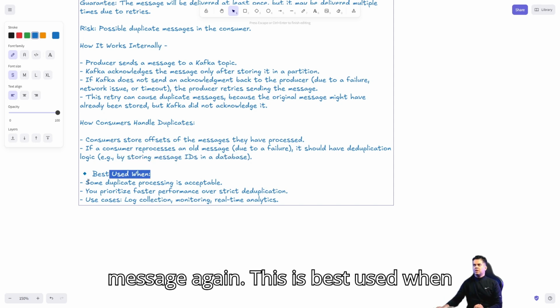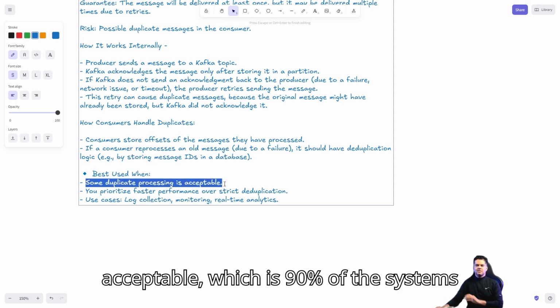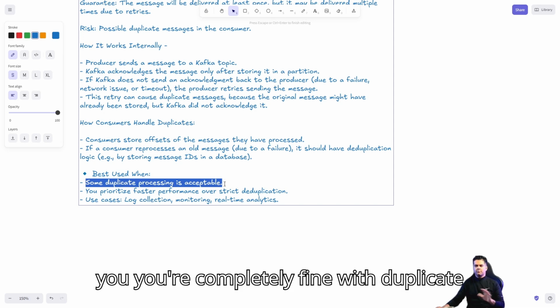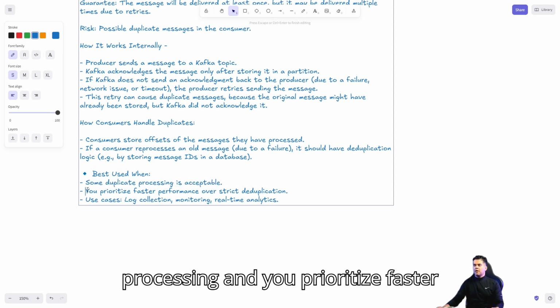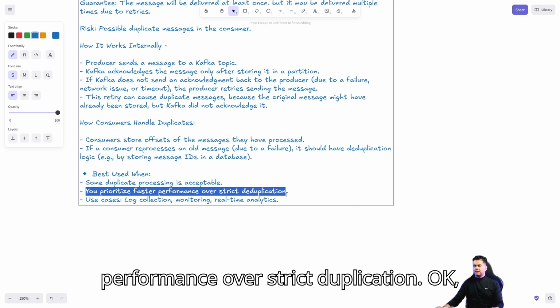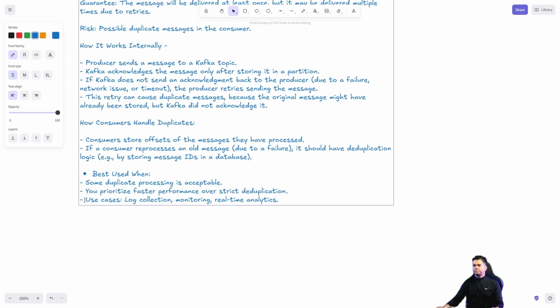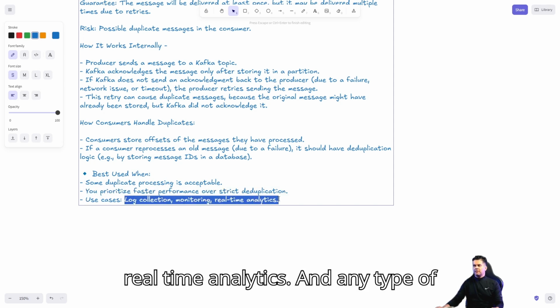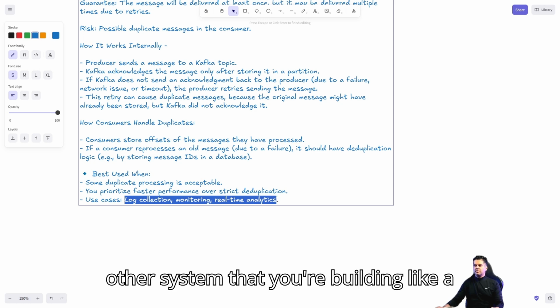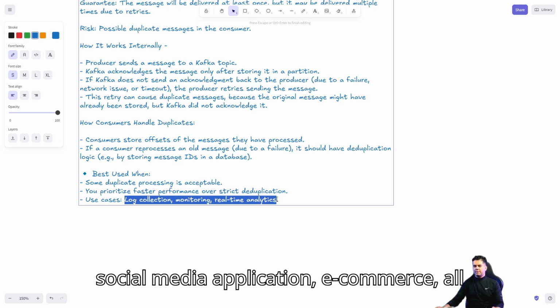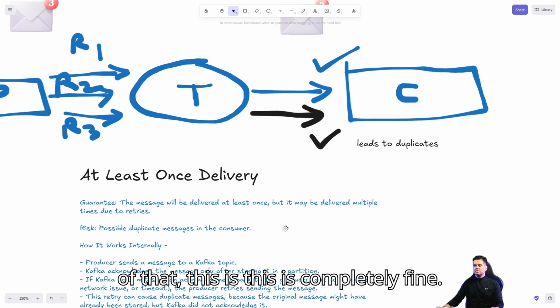This is best used when some duplicate processing is acceptable, which is 90% of the systems. You're completely fine with duplicate processing, and you prioritize faster performance over strict deduplication. Okay. Use cases: log collection, monitoring, real-time analytics, and any type of other system that you're building, like a social media application, e-commerce, all of that, this is completely fine.